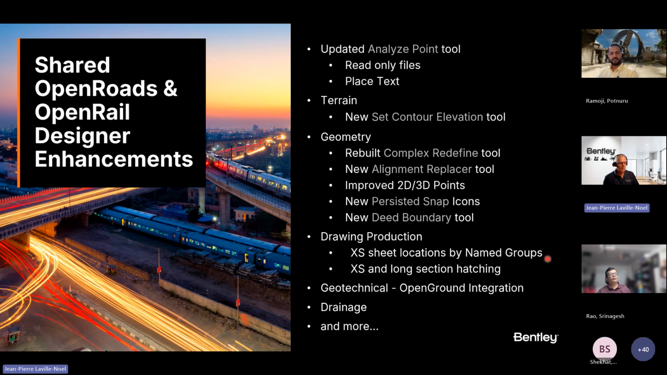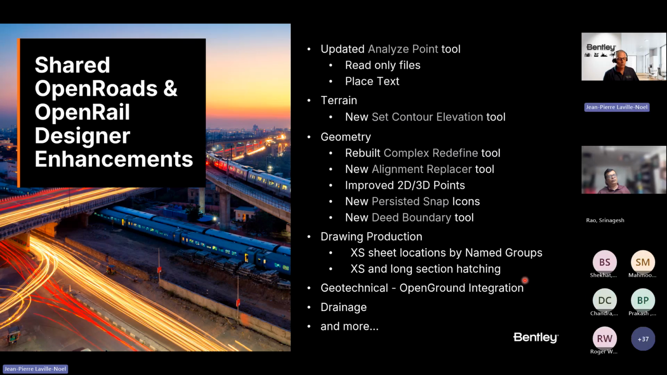Also some good enhancements in drawing production, like cross-section sheets, where we can locate cross-sections where we want to extract cross-sections from named groups. So it's an additional method to create and locate cross-sections. And also the hatching has been fixed. We were able to do that in the current version, but with additional work; now it's really integrated.